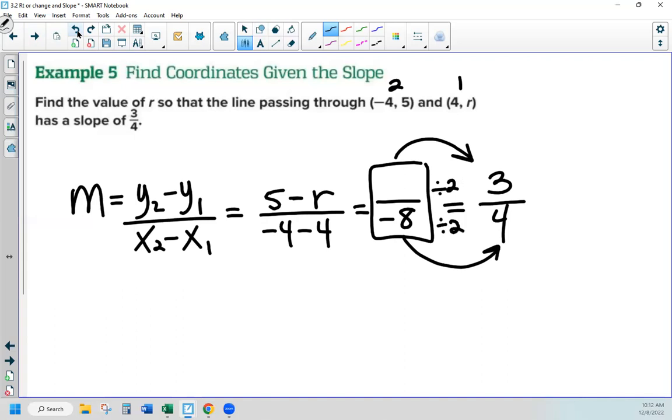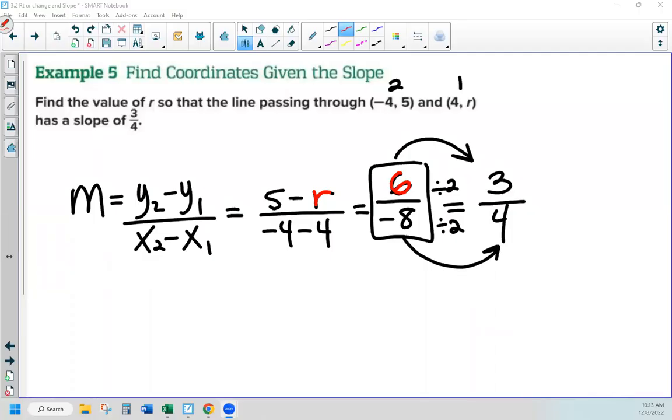So the number that we need to get here is what? What number do we divide by 2 to get 3? That's the number 6. Okay, that's step number, whatever step that is. So what number do we take away from 5 to get 6? What number do we take away from 5 to get 6?